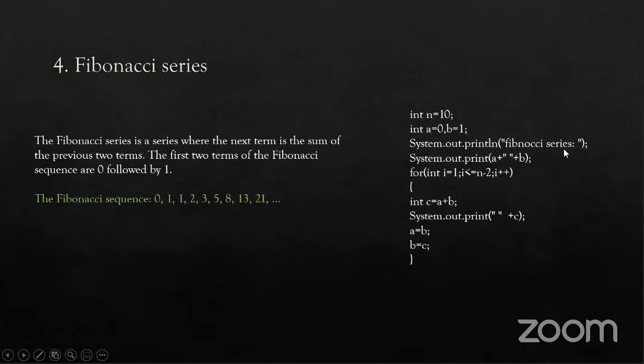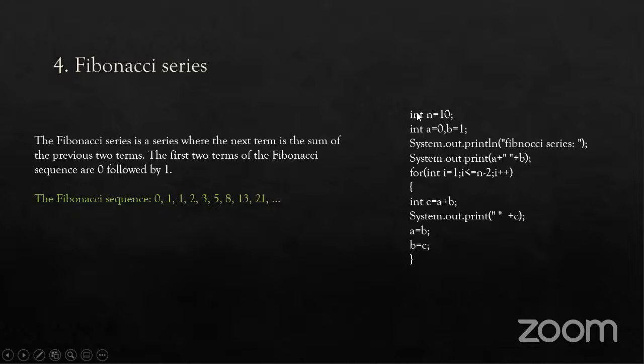Then next we can give a print statement, Fibonacci series, for printing, and we can output a and b, because the first two terms are a and b, this 0 and 1, right? So we can print a and b outside the loop itself. Okay, a and b we have printed. So now inside the loop, we need to give the condition.